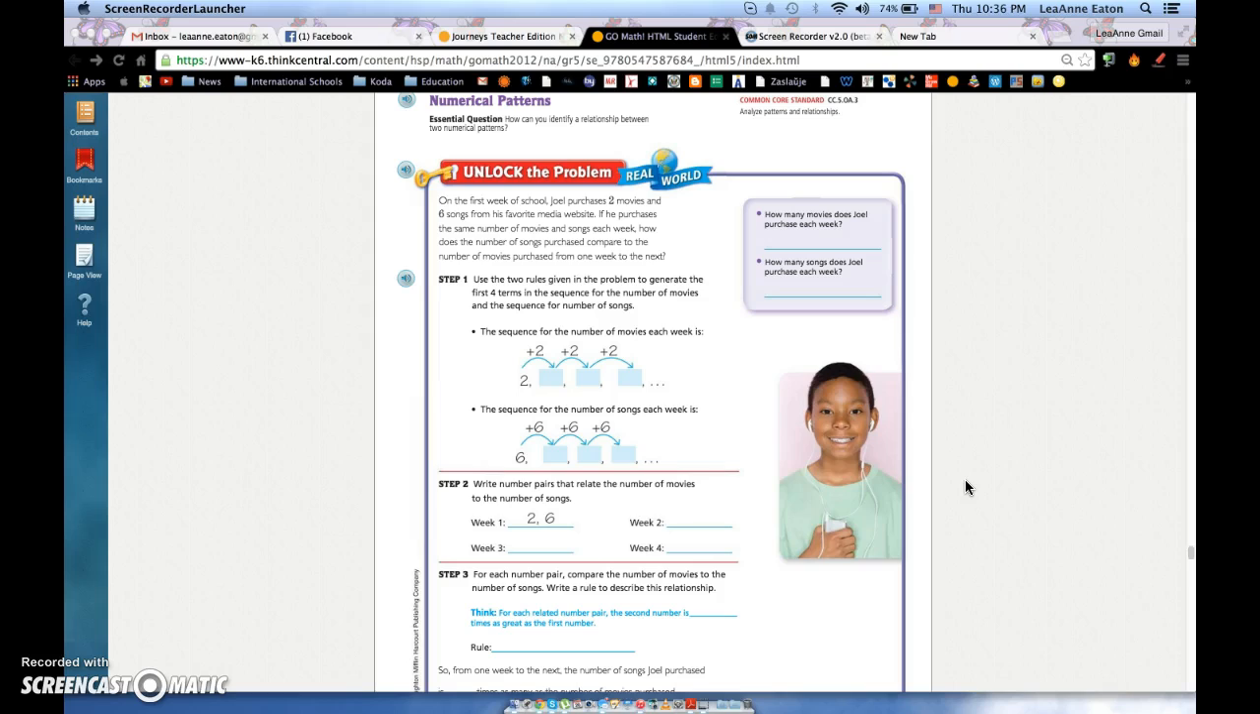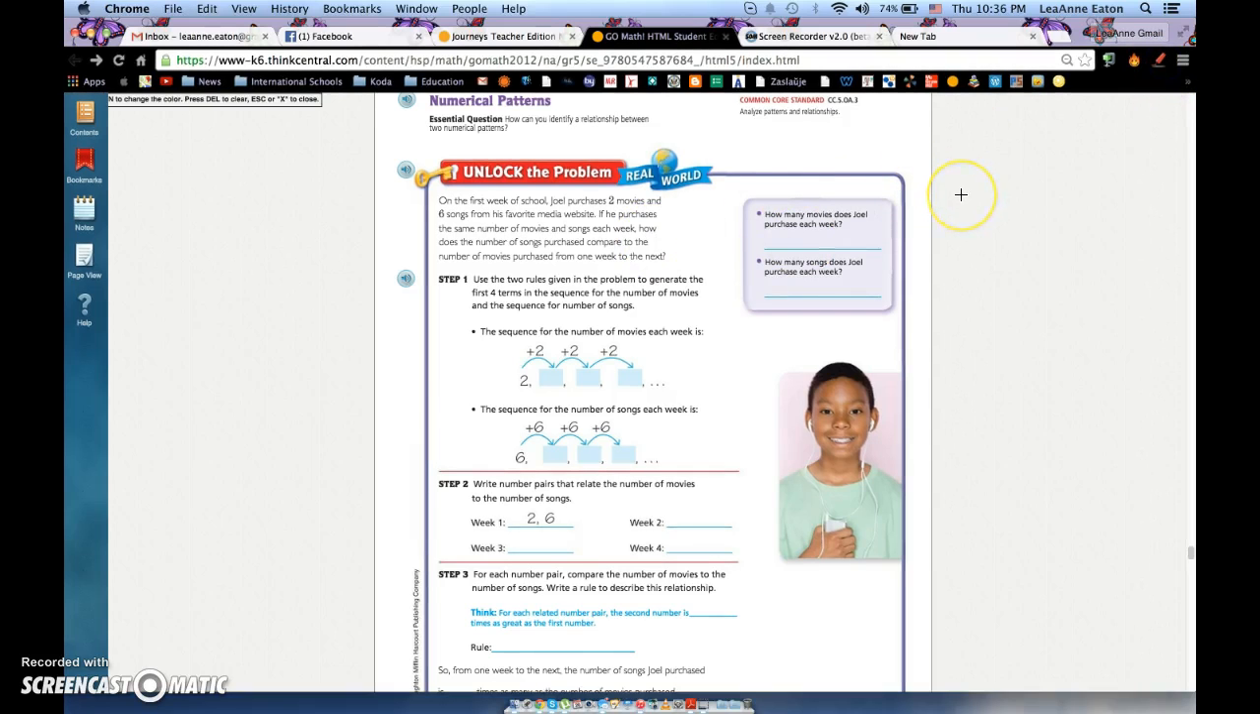So this is taking what you've learned in the past week and just adding a little bit to it. So let's look at our problem. On the first week of school, Joel purchases 2 movies and 6 songs from his favorite media website. If he purchases the same number of movies and songs each week, how does the number of songs purchased compare to the number of movies purchased from one week to the next?